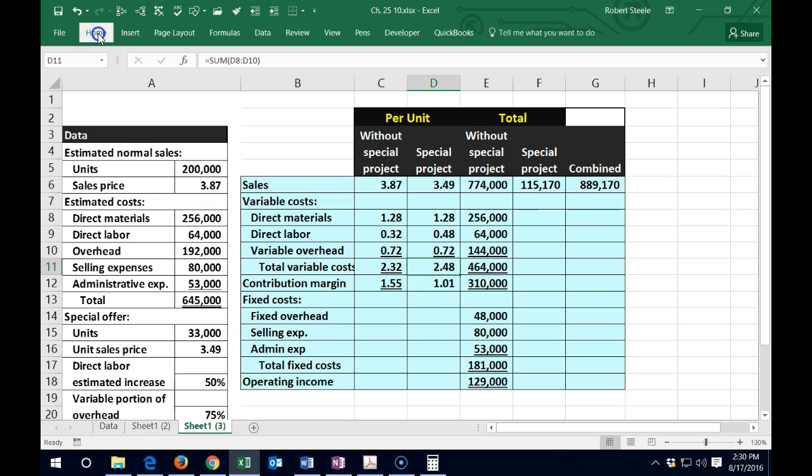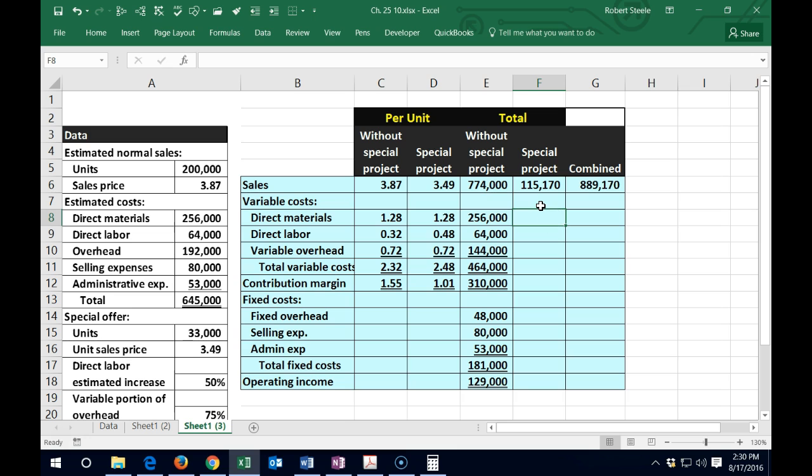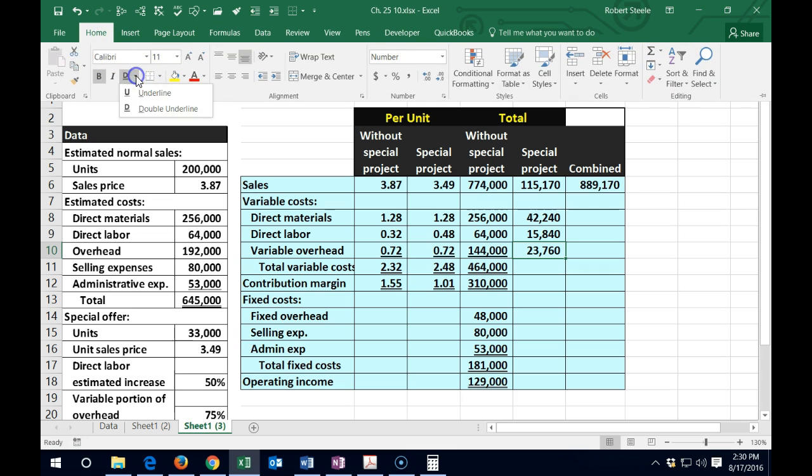And if we then underline that, I'm going to go Home tab, I'm going to underline this, and then go to the Home tab and double underline that. Okay, so now we can get the special project variable cost totals. We're going to say the special project was another 33,000 units, 33,000 units at, in terms of direct materials, 1.28. And then the direct labor equals the 33,000 times the 0.48. And for the overhead, we have the 33,000, in this case, times the 0.73. Going to go ahead and underline that. Home tab, font group, underline.